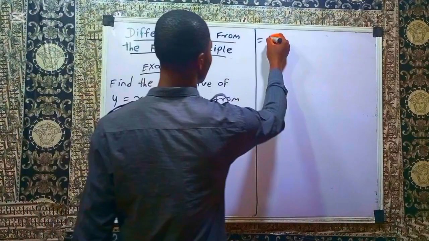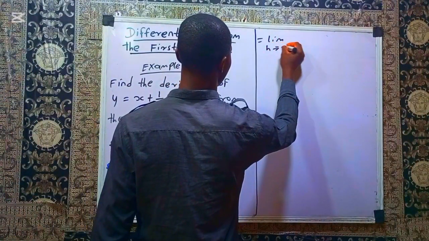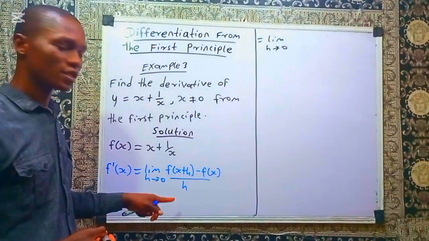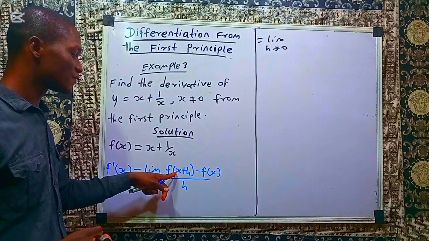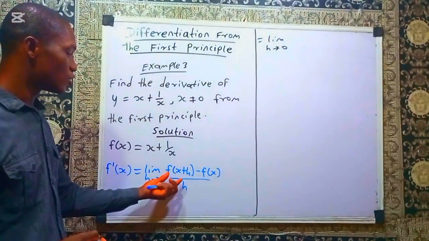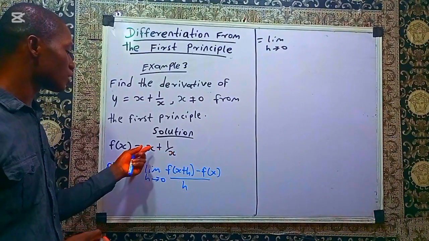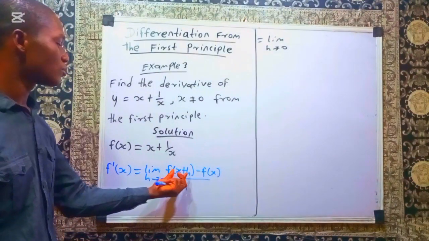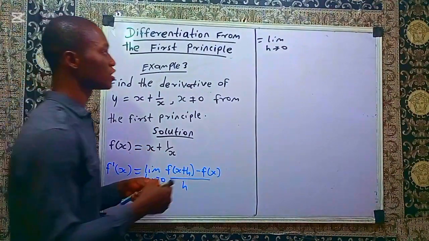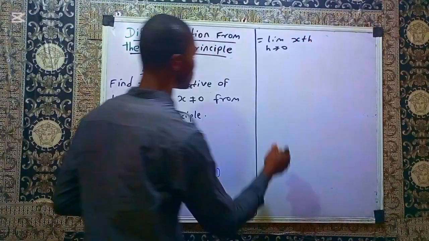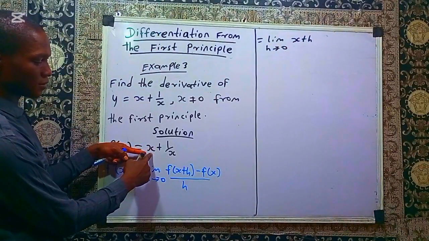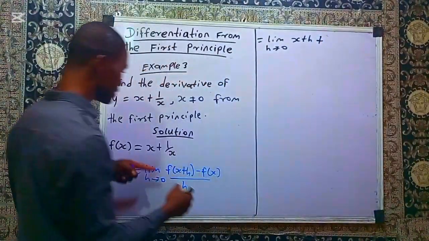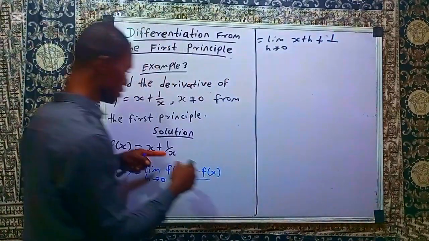So we have the limit as h goes towards 0 of f of x plus h. So what is inside the function now? From the formula, what is inside this function here is x plus h. In this function, anywhere you see x, you replace it with what you have inside the function. So instead of this x here, what I have inside the function is x plus h. So this x plus h is in place of this x. The next one I have is plus 1 over x.